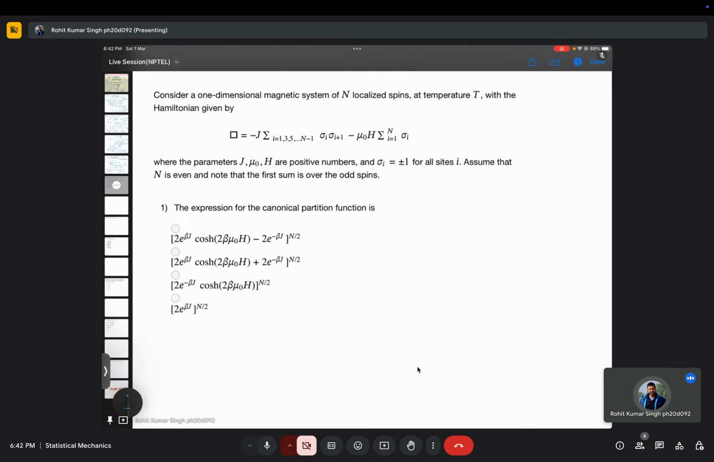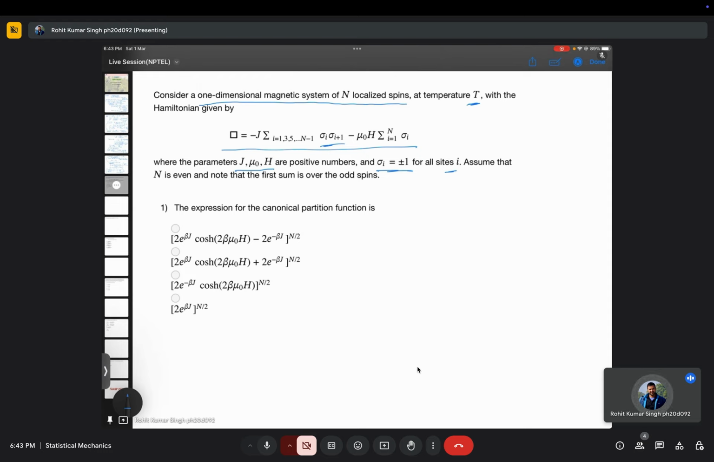So the first problem: we have a one dimensional magnetic system of n localized spins, an array of magnetic spins, and the temperature is T. The temperature is fixed, so once the temperature is given, you immediately know that this is a canonical ensemble, and the Hamiltonian is given here, so you can calculate the energy based on the Hamiltonian. These are parameters which are constants, and sigma i can have plus or minus value for all the different sites.